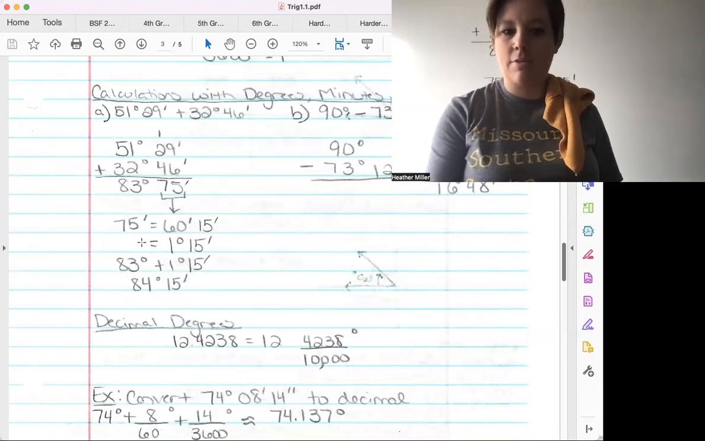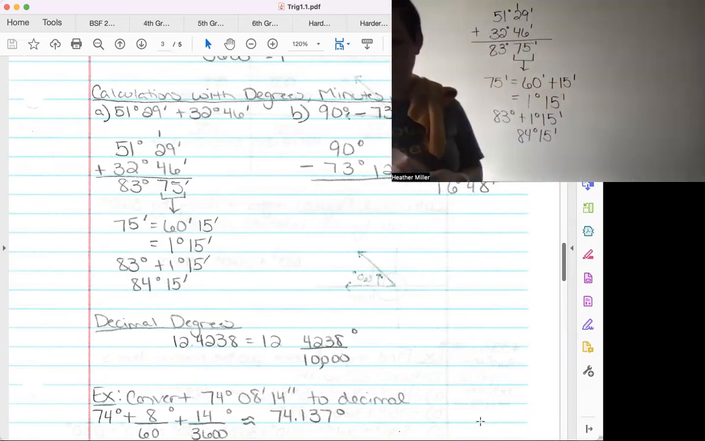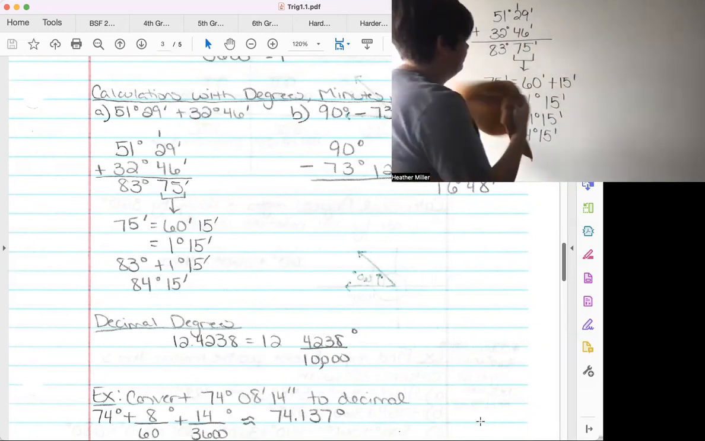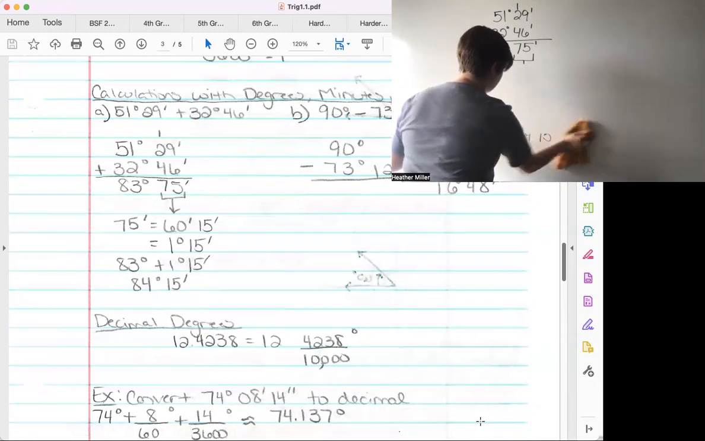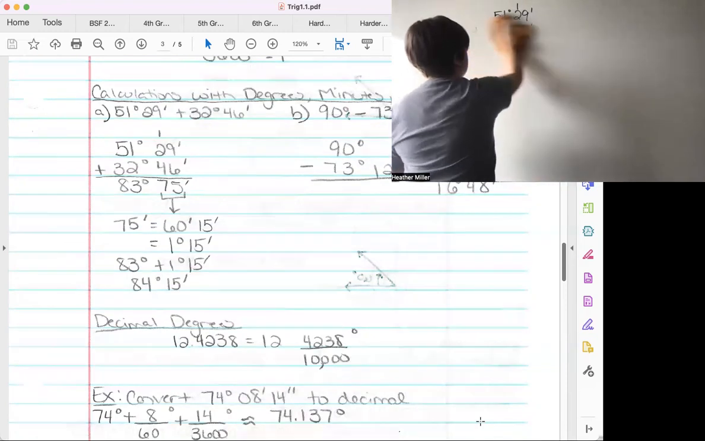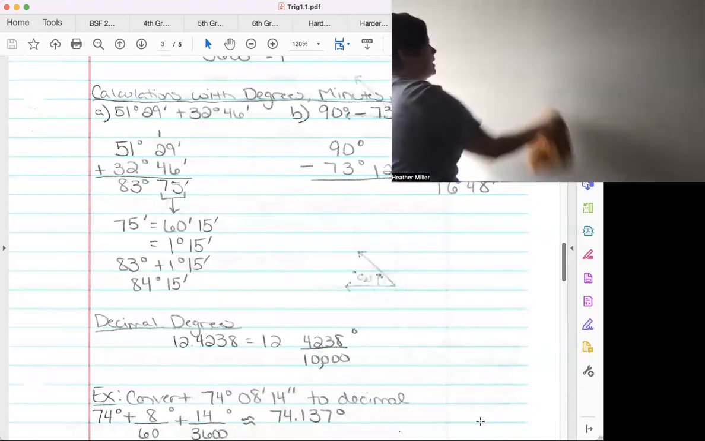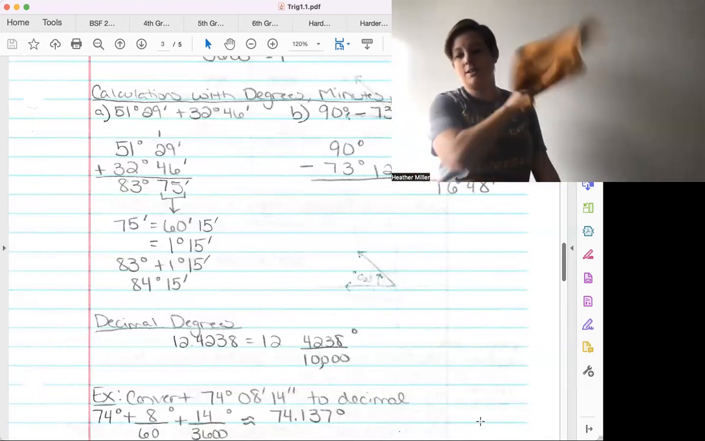Then you can see that I have the problem worked out right there for you. All right, let me erase. So that was adding degrees with minutes. Now we're going to do some subtracting.